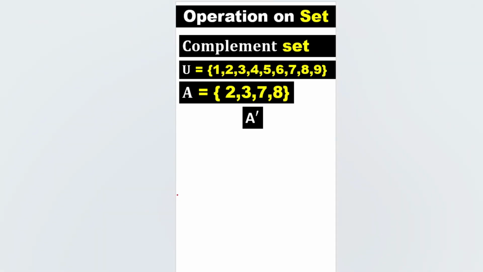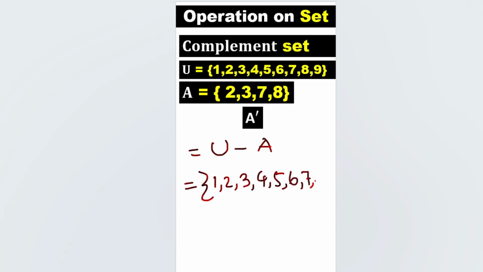Complement set. A complement set is the kind of set where we subtract elements from the universal set. Like A complement, we can write it like this: universal set minus A. Here the universal set is {1, 2, 3, 4, 5, 6, 7, 8, 9}, minus A. A elements are {2, 3, 7, 8}.